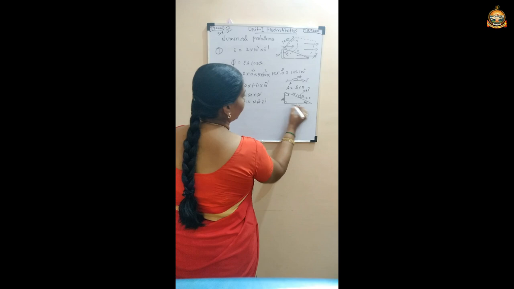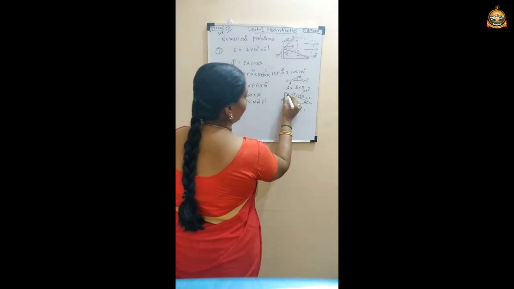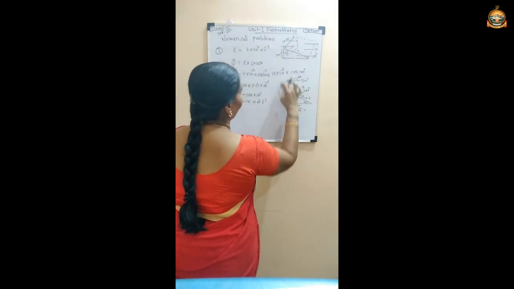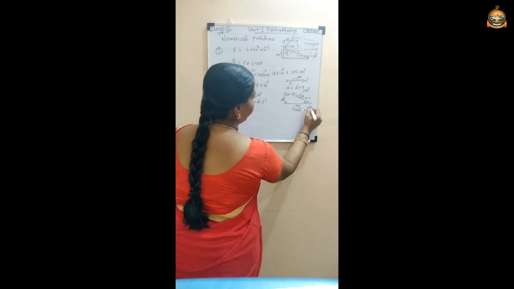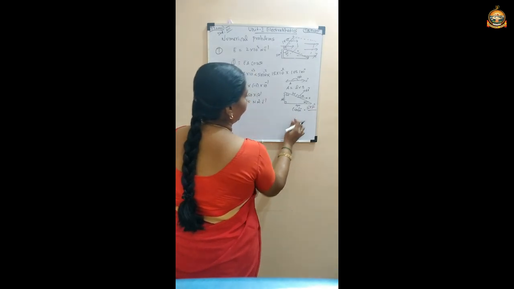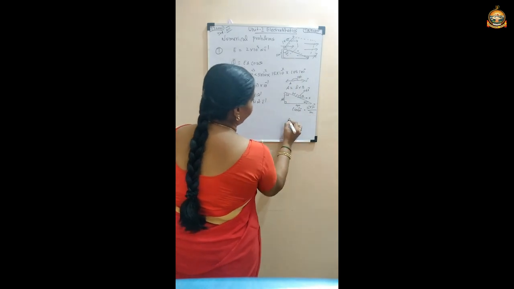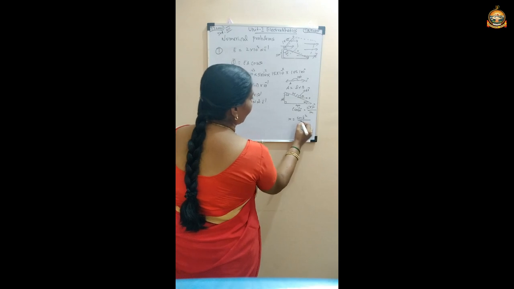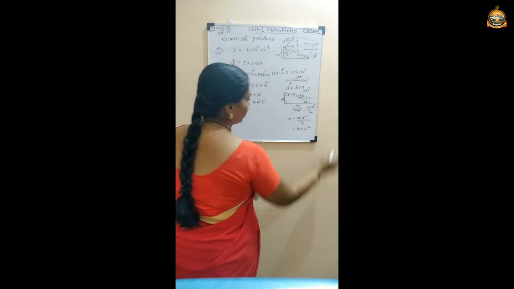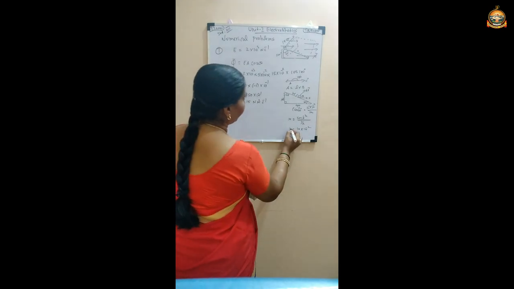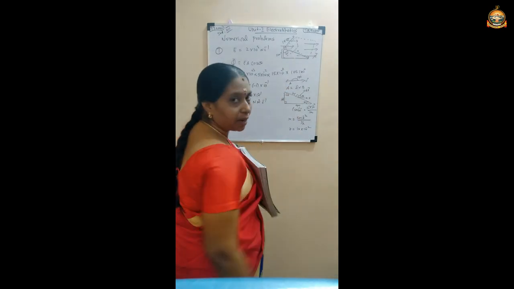Cos 60 is equal to adjacent over hypotenuse. The adjacent value is 5 into 10 to the power of minus 2, divided by the hypotenuse, which I am taking as x. So x is equal to 5 into 10 to the power of minus 2 divided by cos 60, which is 1 by 2. That is equal to 10 into 10 to the power of minus 2. So for x, this side, we obtained the value 10 cm.